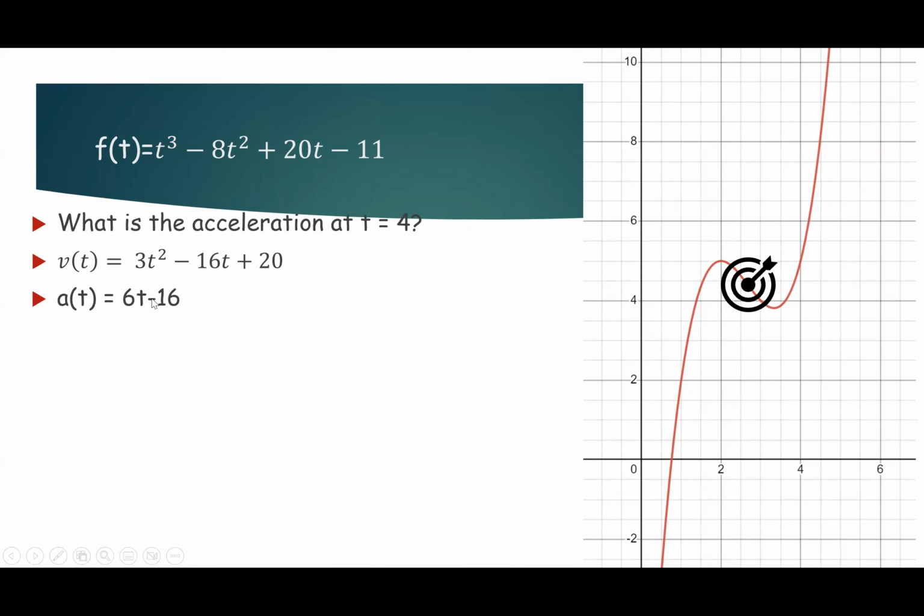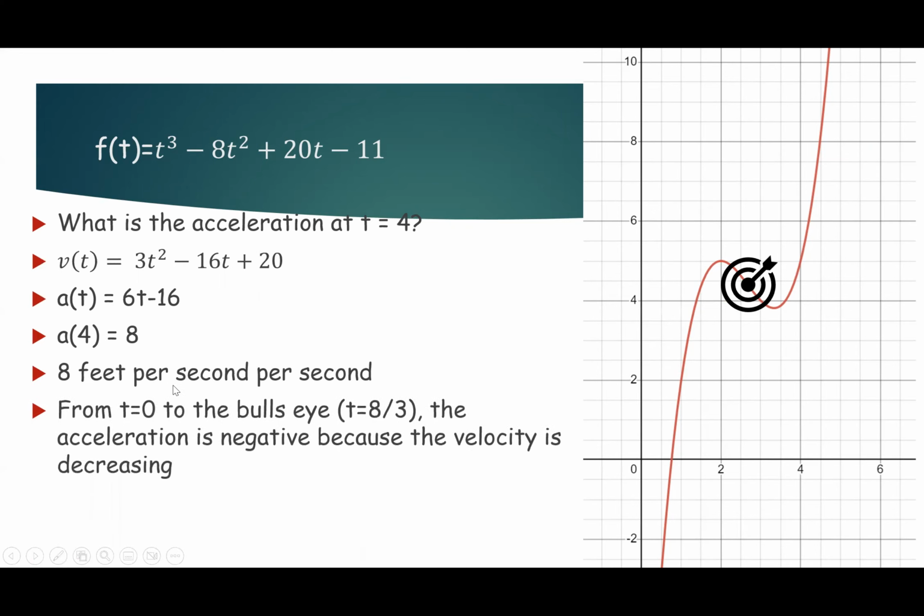Oh, my goodness. 6 times 4, this one, let's see. I wonder who would know what 6 times 4 is. Schwartz knows 6 times 4, it's 24 minus 16 equals 8. Emily, 6 times 4 equals 24. So it's 8 feet per second. It changes by 8 feet per second every second. So it's 8 feet per second per second.